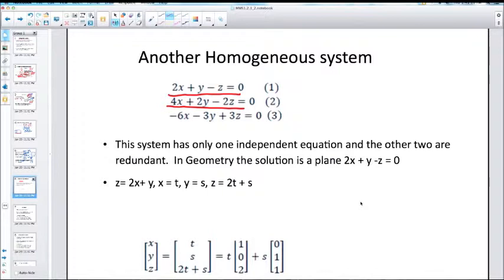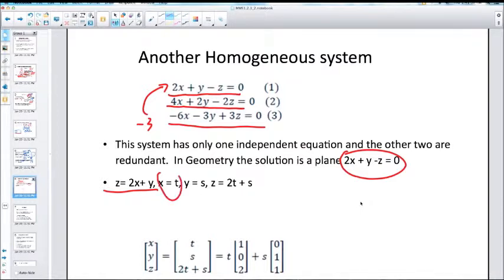The third one is really negative 3 times the first one. If you multiply negative 3 to the first one, you get the same. So you find this system only has one equation, and you really don't need to use any matrix method or anything. You just start to take advantage of your free variables. So I write that z equals 2x plus y, and I have 2 choices.